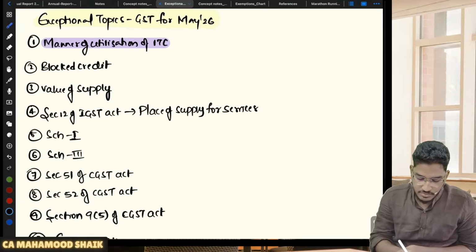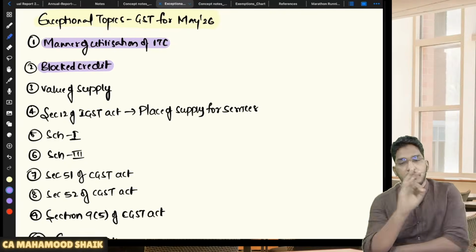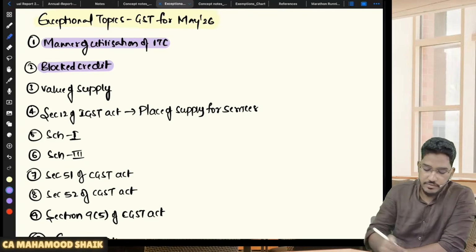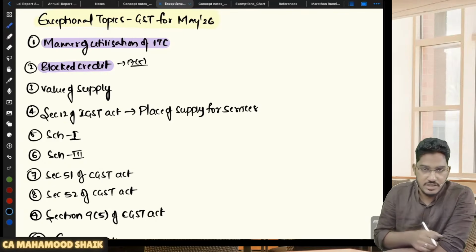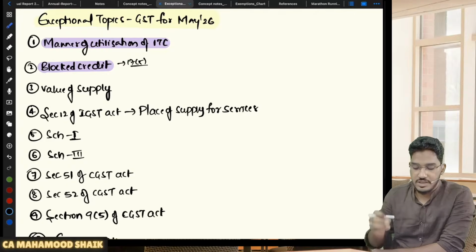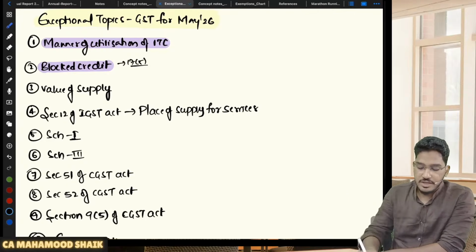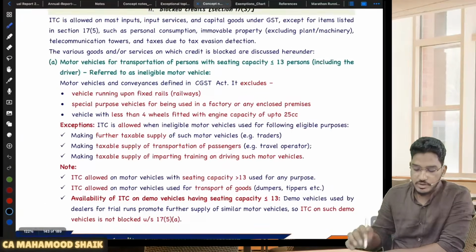Coming to the next one, the next most important area from the examination point of view, which is blocked credit. Without a question from blocked credit, there will not be a question paper. If you are not writing 17 subsection 5 in your answer sheet, then you are not writing the GST paper. Why? Because in GST, there will compulsorily be a question related to blocked credit. So let us try to understand what are the different circumstances where the credit will be blocked.